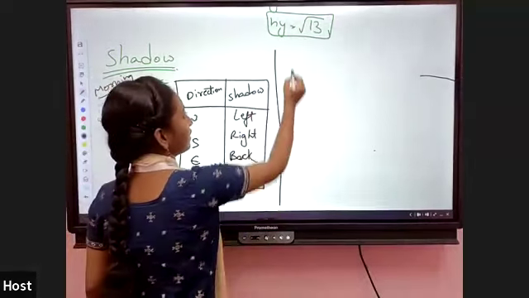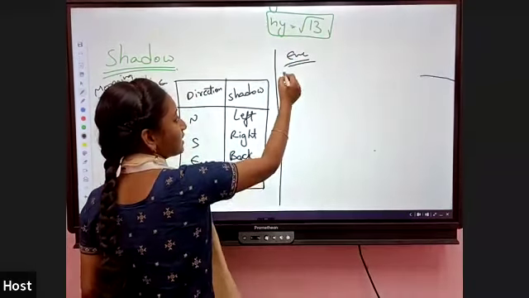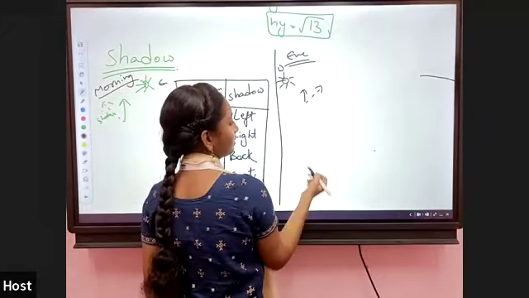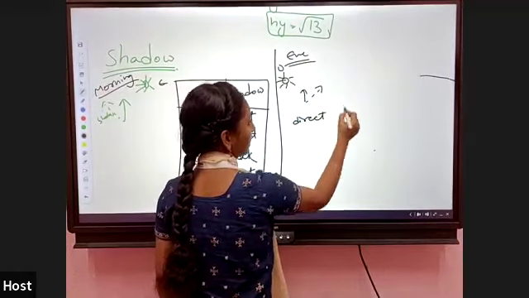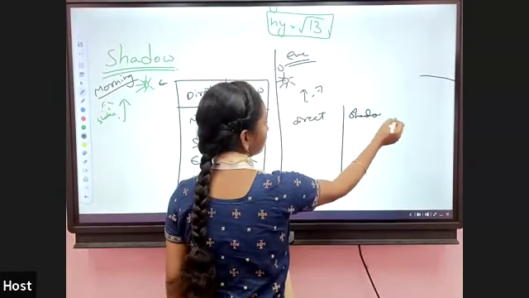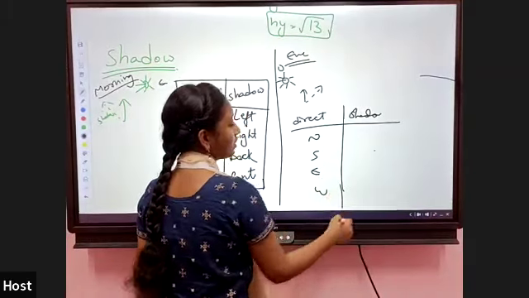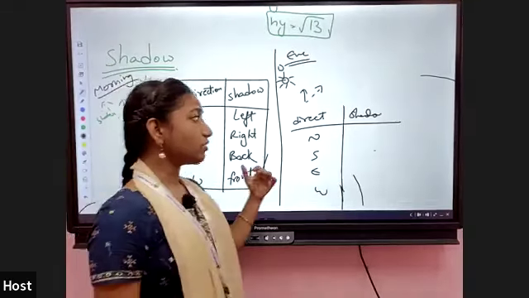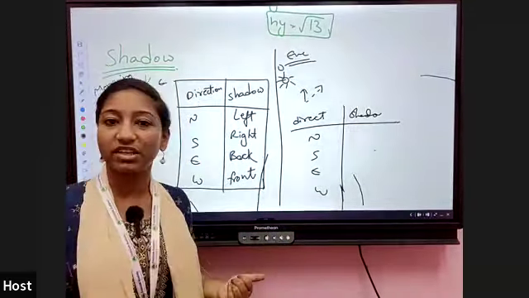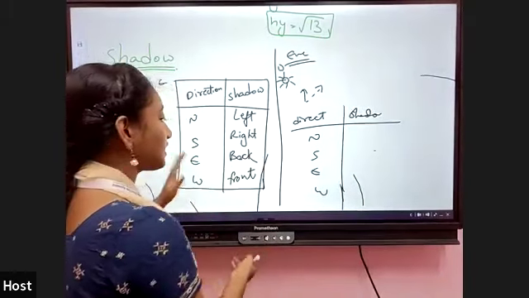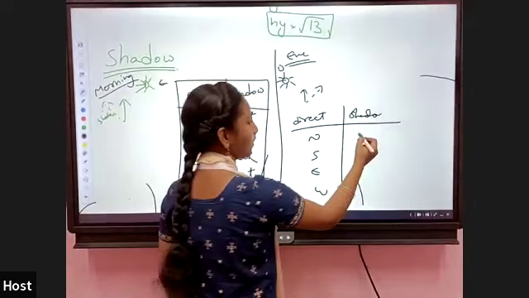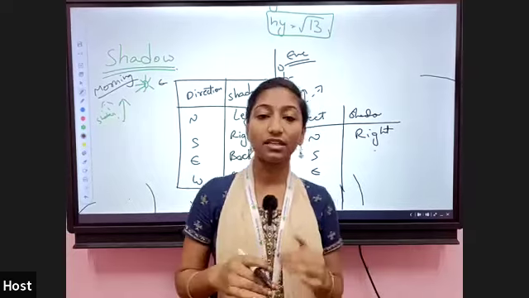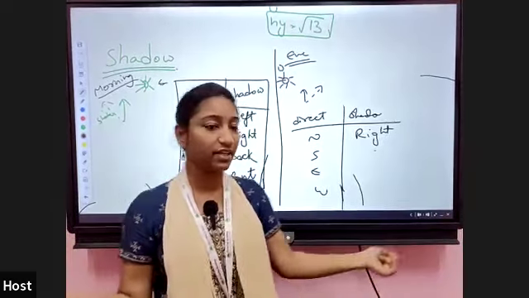Next, evening. In the evening, the sun is in the west direction. Then the shadow will form like this. Direction and shadow: north, south, east. When we turn, the sun is in the west direction. When we turn to the north, the sun is at our left side and the shadow will form on the right side. When we are turning to the south, the sun is at our right side, and the shadow will fall on our left side.